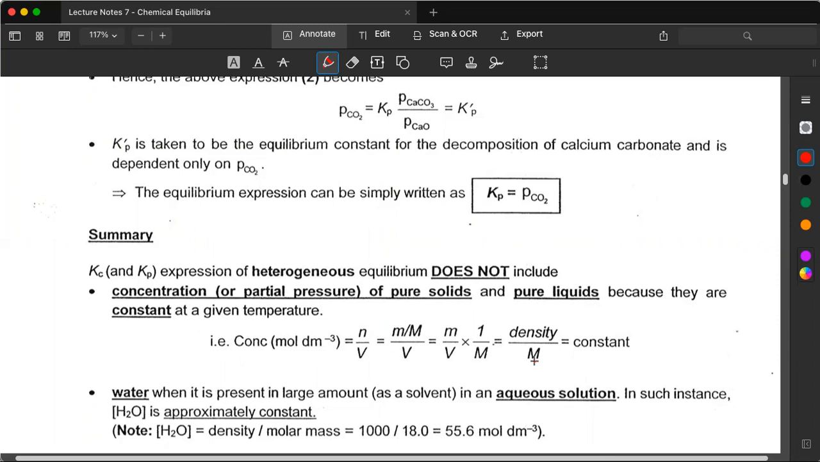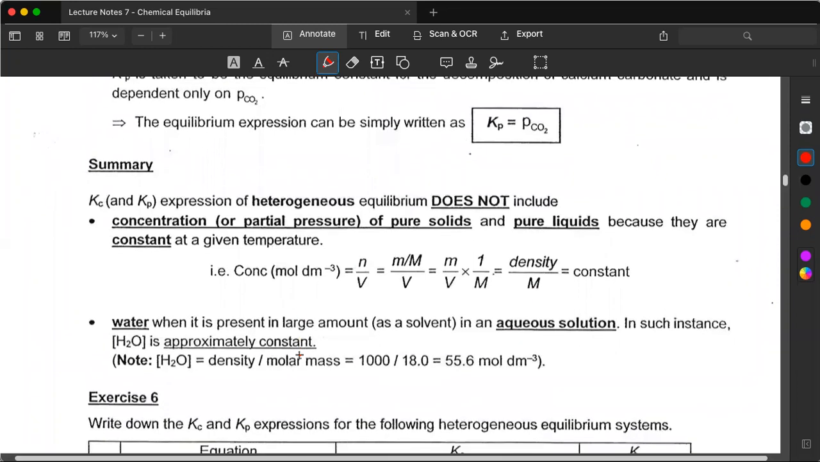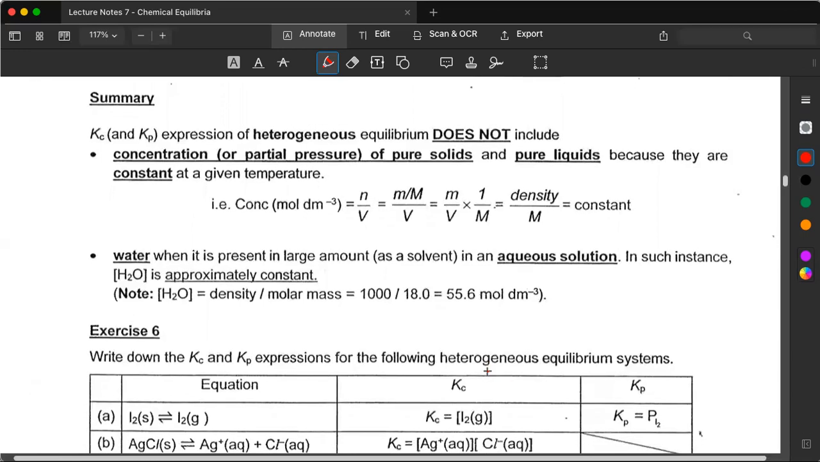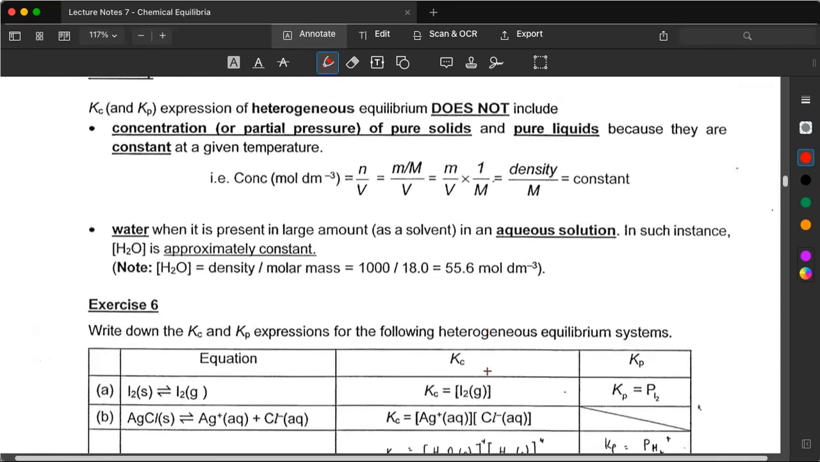Yeah, because of the nature of how the particles are arranged, so they will always be constant. So this is the conceptual understanding. Also, because water is present in very large amount, as it is used as a solvent, it has to be in large amount in order to dissolve the solute. So water concentration is constant. You can just use this expression. You realize that it is fixed at 55.6 mole per dm cube. No change.